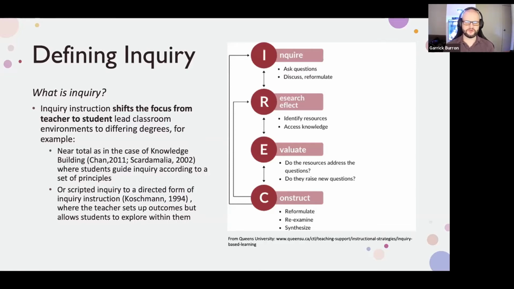So on the right here is an image I took from the Queen's University website, but it gives us our 3 or 4 basic principles of inquiry learning, which is formulating questions, researching those questions, evaluating whether or not our research and our knowledge has answered our questions, and then going through the process of reformulation. It's intended ultimately to mirror scientific inquiry. So that's its overall goal.